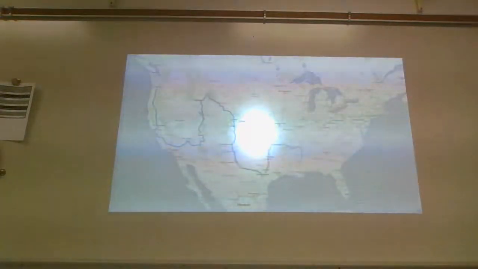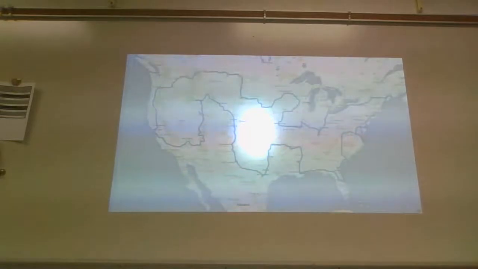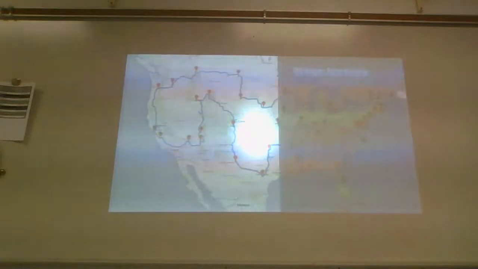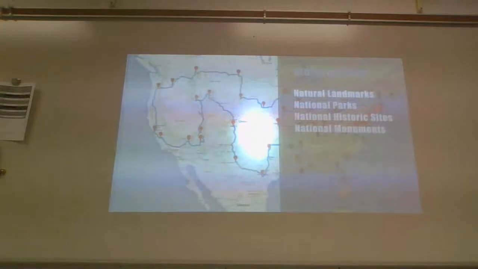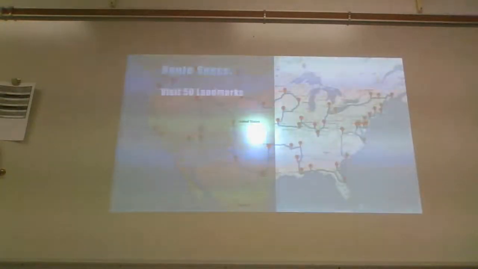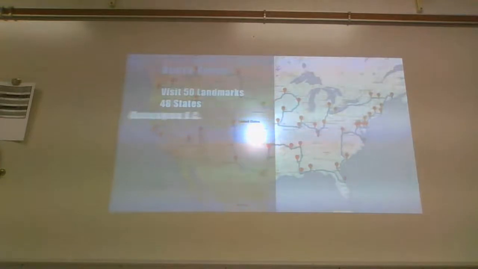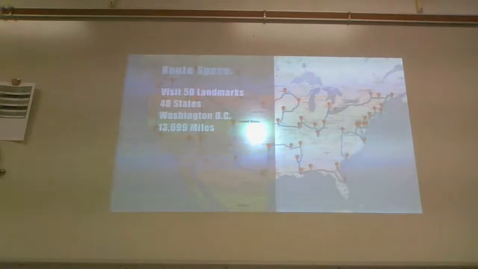Now, first things first, I have to give credit where credit is due. This route and map was actually created in partnership by Tracy Stater, she's from Discovery News, and data scientist Randy Olson. They created this road trip so that you would visit every single state in the lower 48 states. Now, as far as the stops go, they restricted the stops to natural landmarks, national parks, national historic sites, and national monuments. Now, this route visits 50 landmarks in the 48 lower states, including Washington, D.C. And get this, it represents over 13,000 miles of driving.